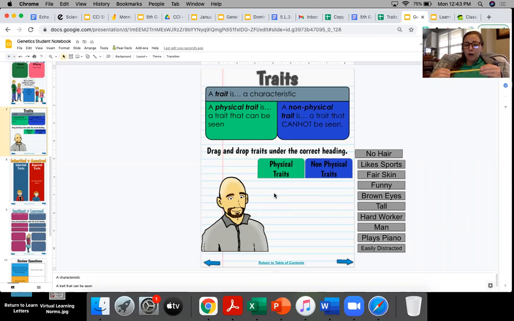And now I want you to think, on your slides, you have some choices that are listed over there to the right. No hair, like sports, fair skin, funny, brown eyes, etc. I want for you to sort those into the two categories, physical traits and non-physical traits. So to know if it's physical or non-physical, you're going to ask yourself, can I see it? Can I look at somebody and see it?